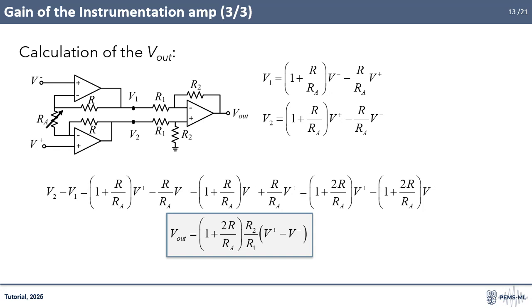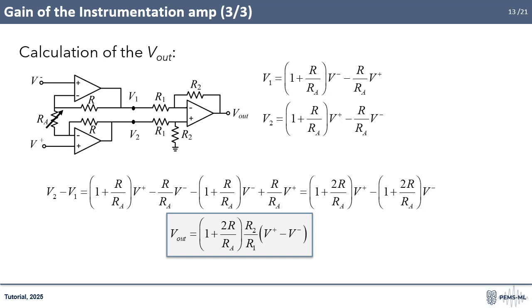To complete the derivation of the instrumentation amplifier gain, it is necessary to combine the contributions of both stages. The first stage, formed by the two op-amps and the resistor network with R and RA, produces intermediate node voltages, V1 and V2, whose difference is already an amplified version of the input voltage differences. These nodes then feed a classic differential amplifier built with resistors, R1 and R2, which further scales the differential signal while rejecting common mode components. Putting the two stages together leads to the final expression for the output voltage.